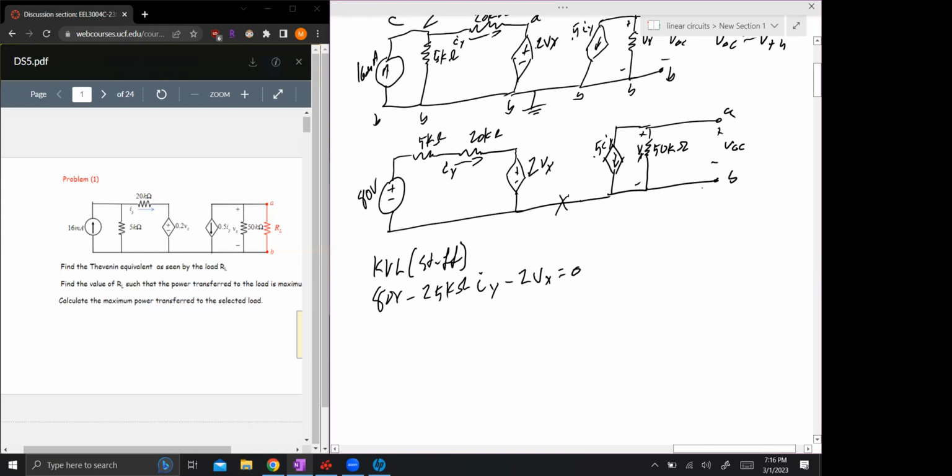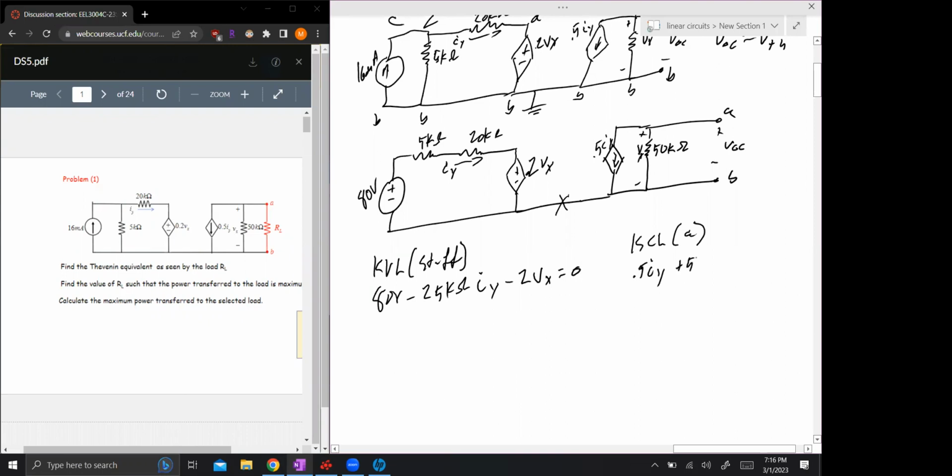But we would probably be able to find what VX is. I just want to include this current source here. So I'm gonna say KCL. Hey, ain't that 0.2 A? Yeah, sorry, there you go. So KCL, so that's gonna be 0.5 IY.